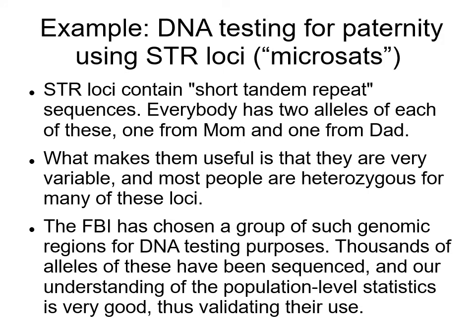Okay, so for paternity, the example is going to be DNA testing using STR loci, which is short tandem repeats, also called microsatellites. These loci are very strange. Locus refers to location in the genome, and everybody has 2 alleles of each, one from mom and one from dad. What makes them useful is they're very variable, and most people are heterozygous for many of these loci. This will become clear in a sec when you see the pictures. The FBI long ago chose a group of such genomic regions for DNA testing purposes, and there's a huge amount of information about those particular regions and alleles and sequences. So the statistics are very well supported.